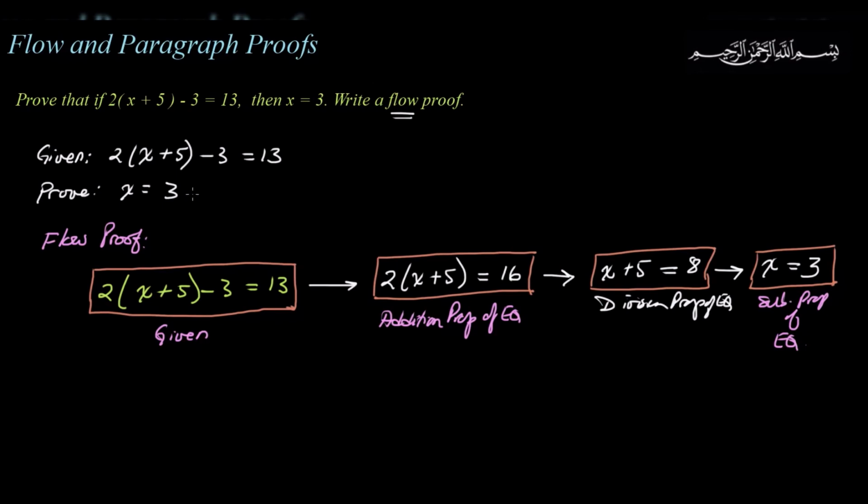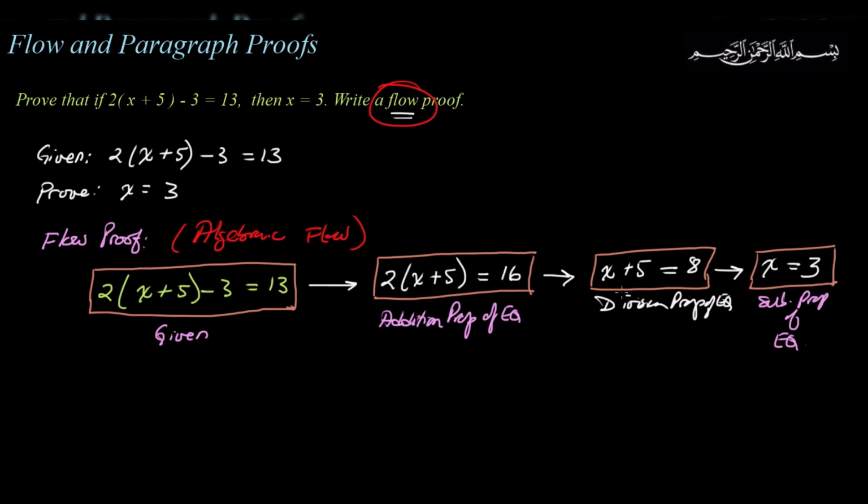And this is an example of a flow proof, or a paragraph proof. In a flow proof, you write the given information and what you're trying to prove, and then you draw what's called a flow diagram like this. In this case, this is an example of an algebraic flow proof, because we're basically using algebra, solving an algebraic equation. We can have geometric flow proofs also, which I shall show you in just a second.